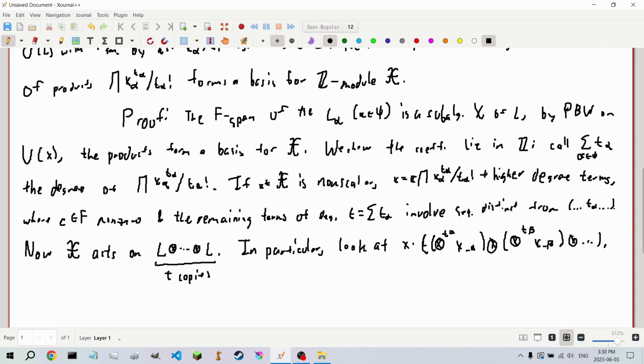Now, the question is, we want the component of this element in H tensor with itself enough times relative to the standard Poincare-Birkhoff-Witt basis.